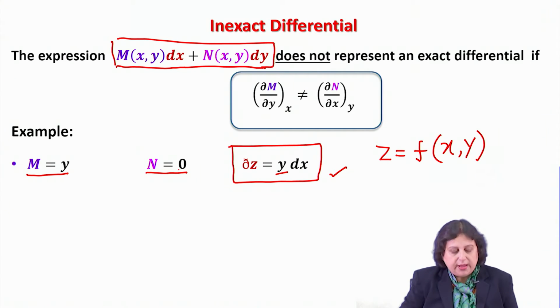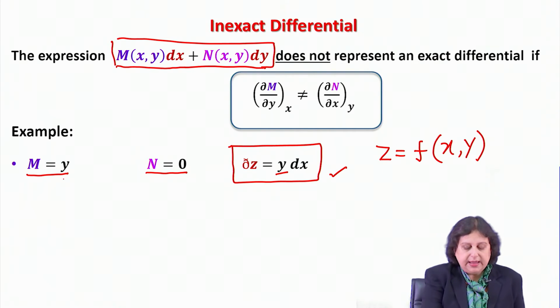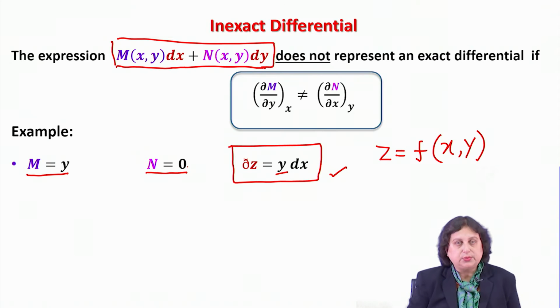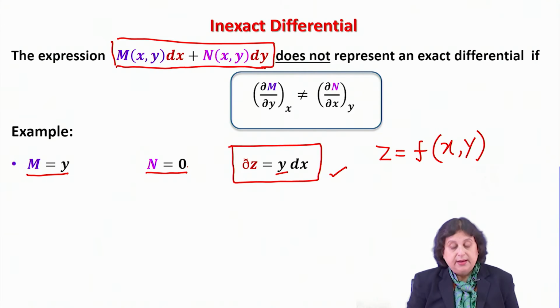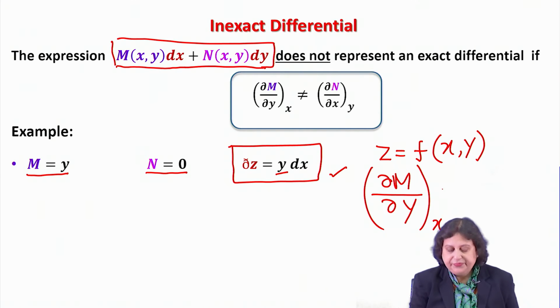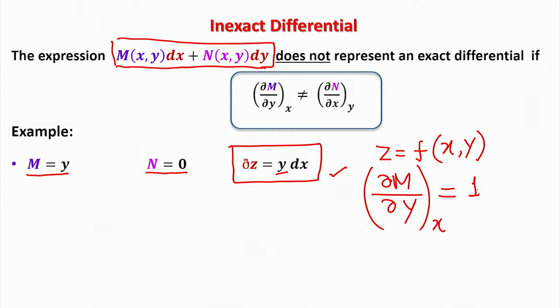Therefore, now I have m equal to y and n equal to 0. Do you think ∂m/∂y would be equal to ∂n/∂x under such condition? Obviously, what is ∂m/∂y? ∂m/∂y keeping x constant is equal to 1. And what is ∂n/∂x keeping y constant? Obviously, this is equal to 0.